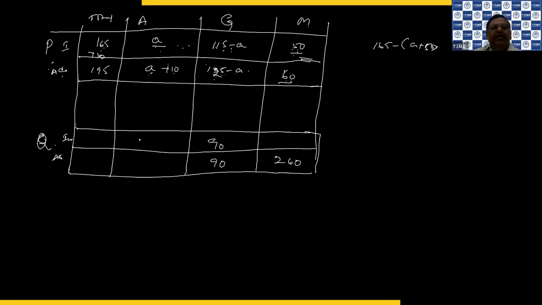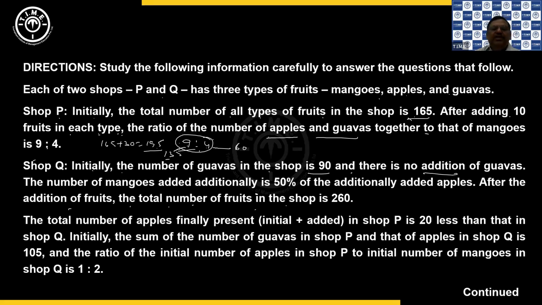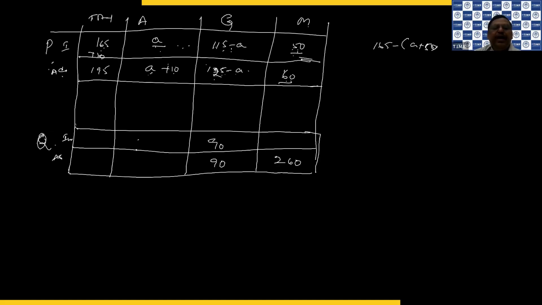Now, friends, the number of mangoes added additionally is 50% of the additionally added apples. Mangoes added is 50% of apples. Suppose apples added is X, mangoes will be X by 2. If the addition of apples is X, the addition of mangoes is X by 2. Sorry, this is 260. The total is 260.